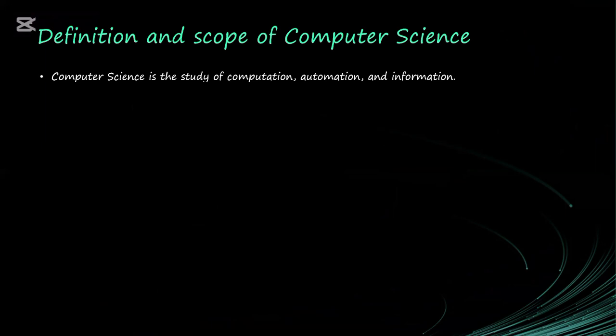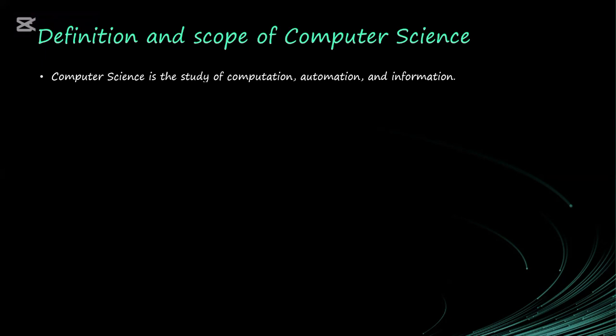Basically, computer science is just the study of computation, automation, and information. I believe the first time you heard about computer, they told you that a computer is a machine, a device that takes in data, processes data, and gives you an output. That is computation. In computer science, we are doing more of computation. We take data and we perform some operations on that data.